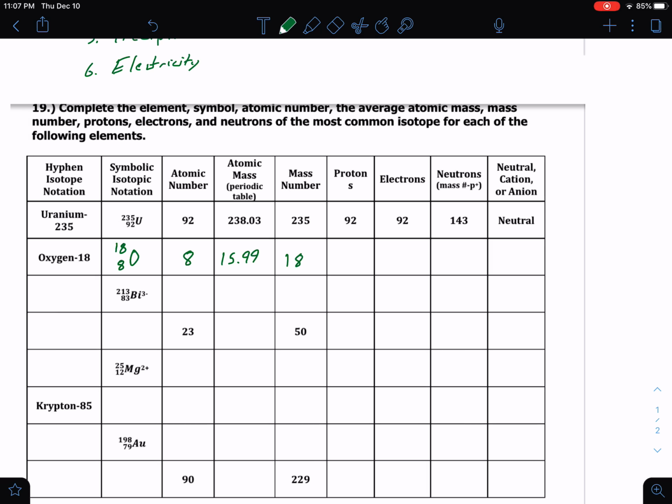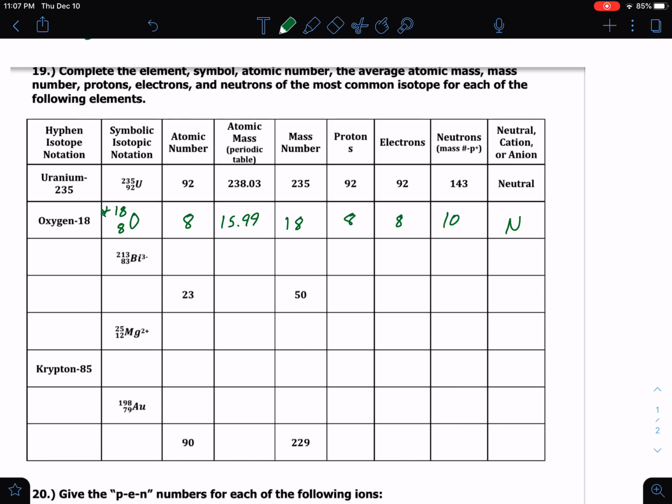The number of protons is simply the atomic number, so that's going to be 8. Electrons, if there is no charge, will be equal to the protons. So if I have 8 protons, I'm going to have 8 electrons. Neutrons is just the mass number minus the number of protons. So you take this top number, 18, minus 8, and that gives me 10 neutrons. Then, is it neutral, a cation, or an anion? Since there's no charge, this would be neutral.